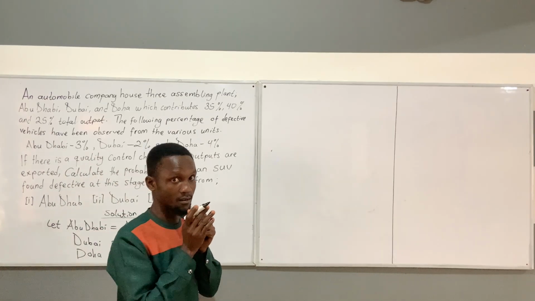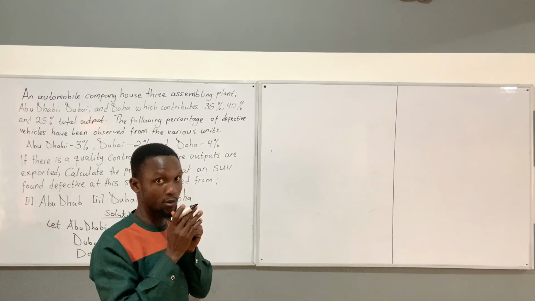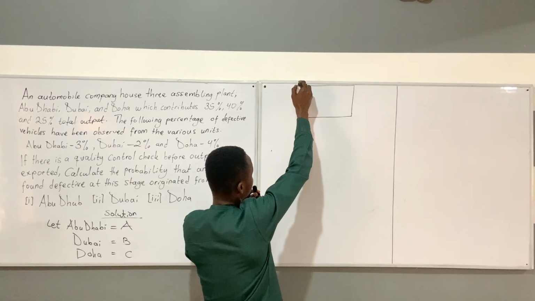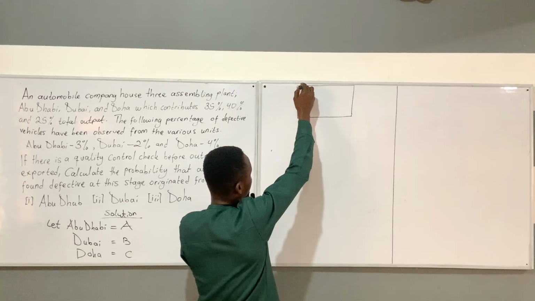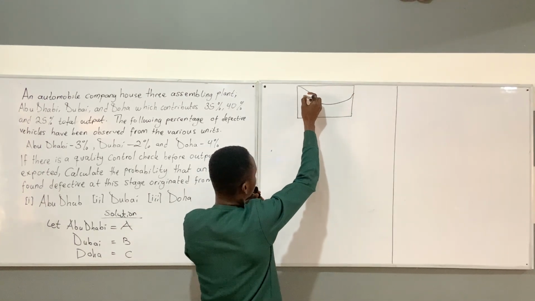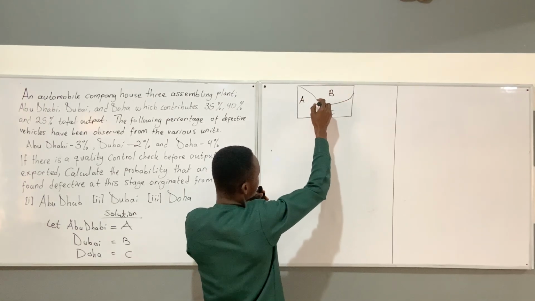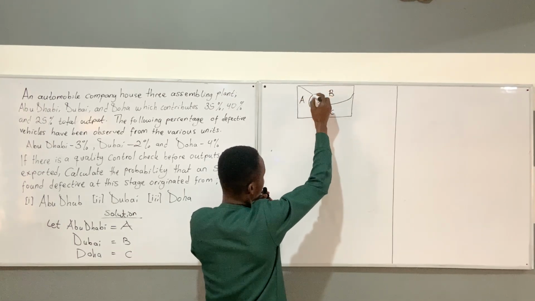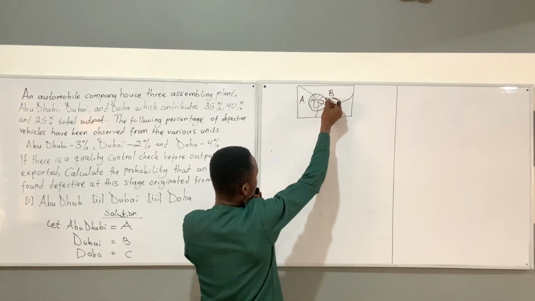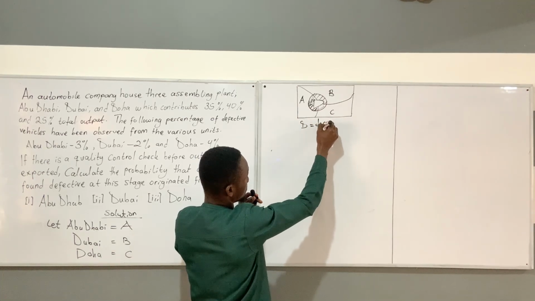We'll draw a diagram and then indicate the defectives that happened for all the three plants. From this diagram, we will divide this into three because we have three plants. So we have plant 1, plant 2, and plant 3. Let this side be A, this be B, and this be C. Let's circle their intersection and make this place D, where D equals the defectives.